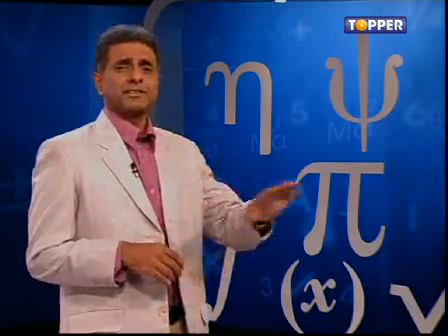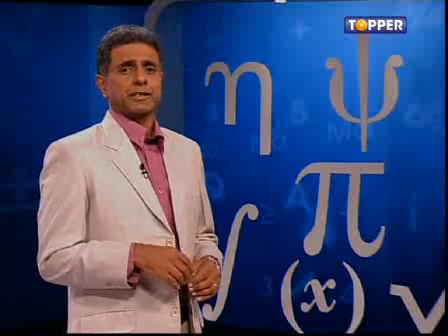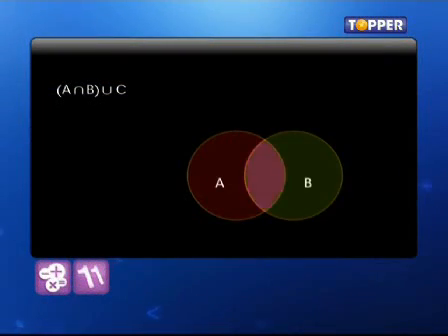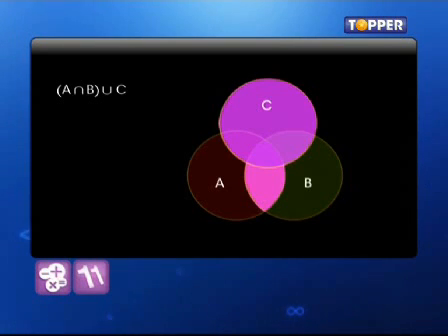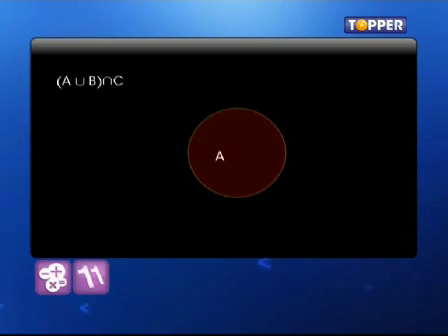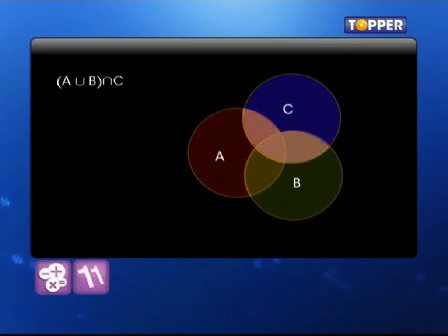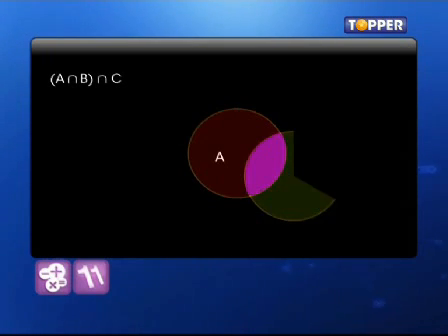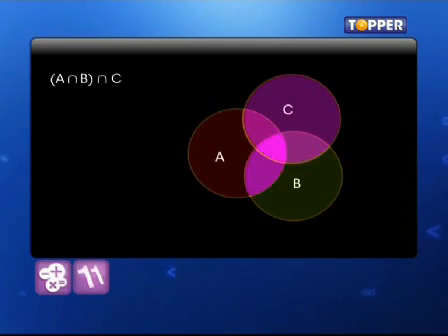Okay, let's leave history behind us and look at the representation of the set A intersection B, union C. This set will have the common elements of A and B together with all the elements of C. Here is how the sets A union B intersection C and A intersection B intersection C will look. Let's take another example.